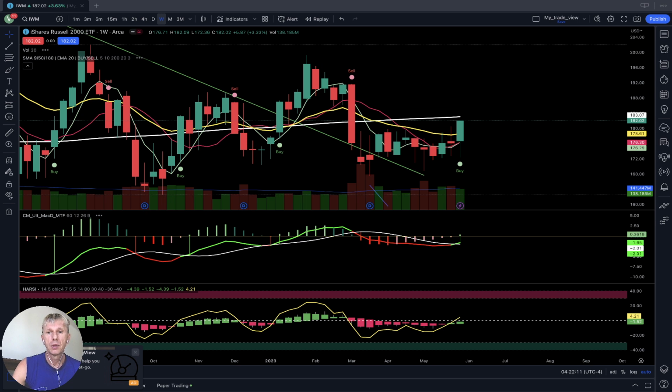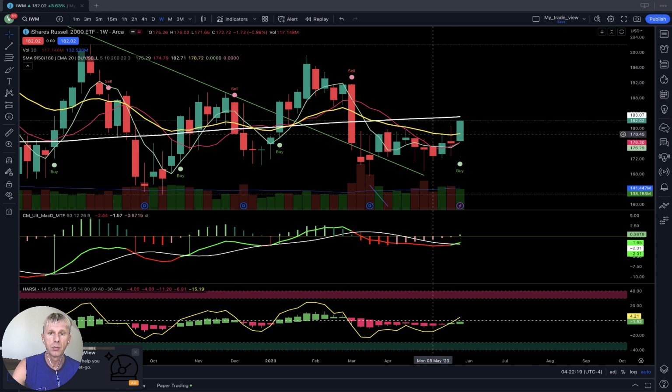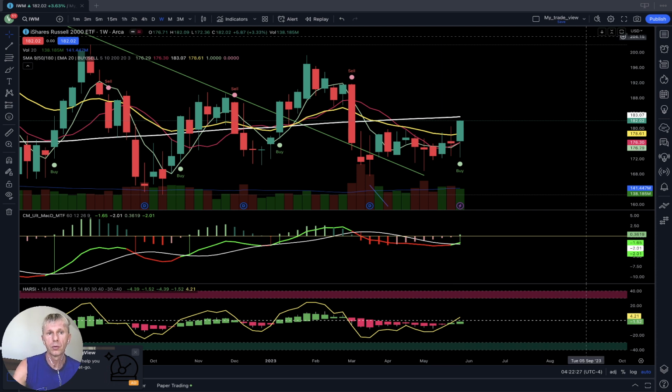Weekly time frame, nice bull run, bull week, bullish crossover, RSI, all indicators bullish, but still in the bearish territory below 200, below zero line on all indicators. That's what we observe for IWM, for Russell 2000.